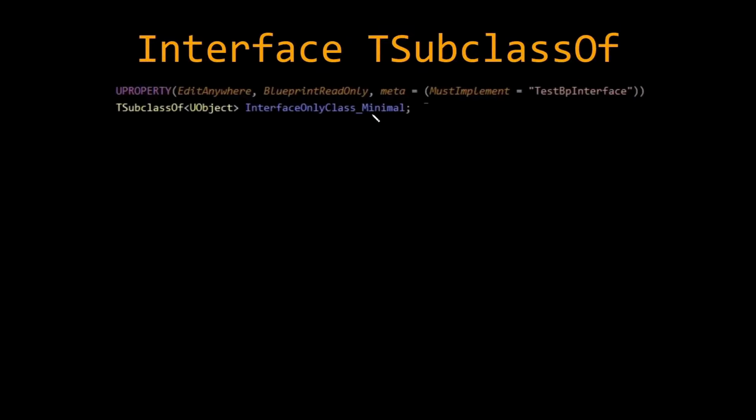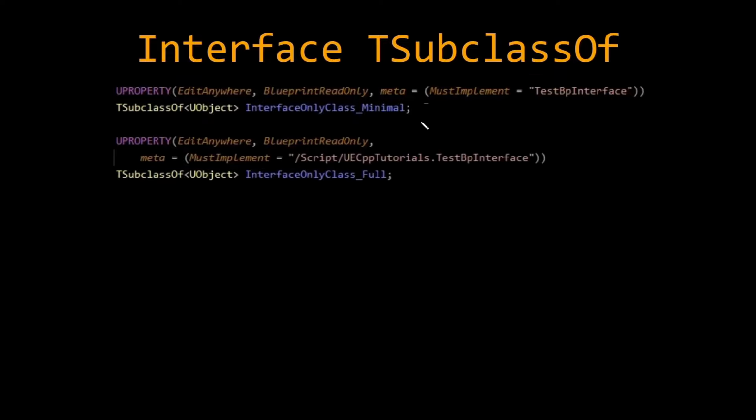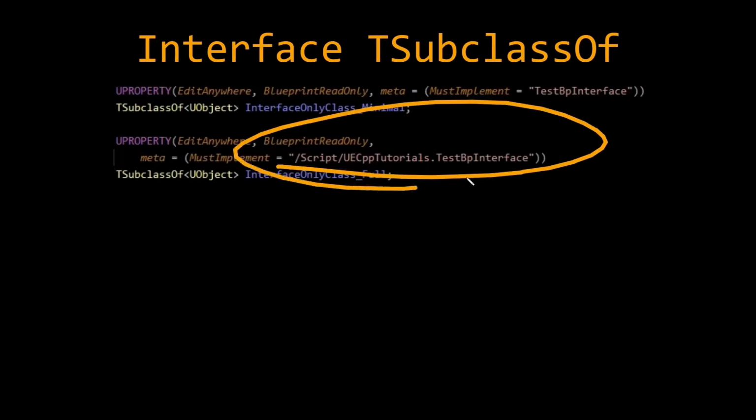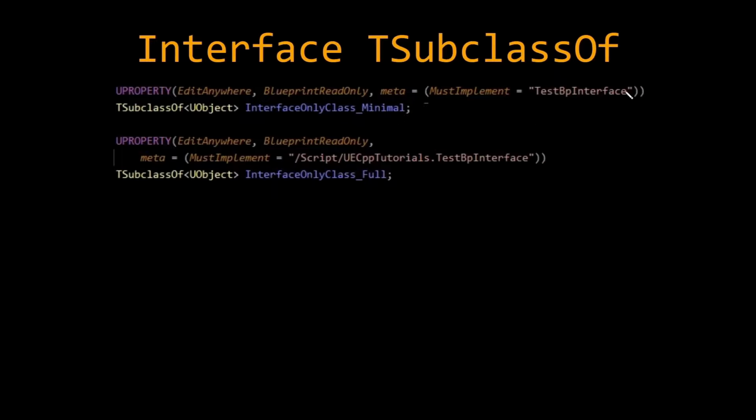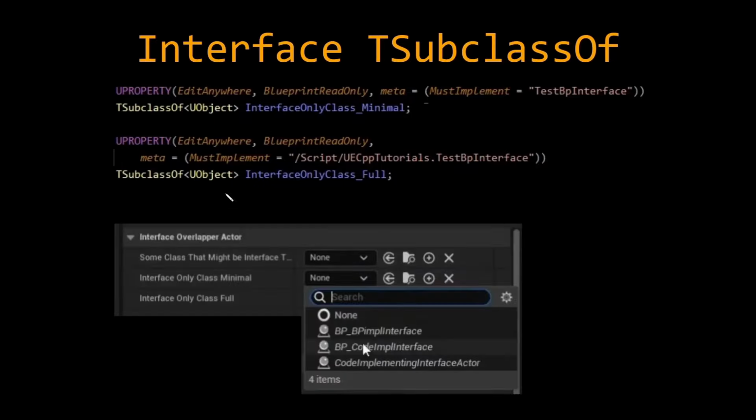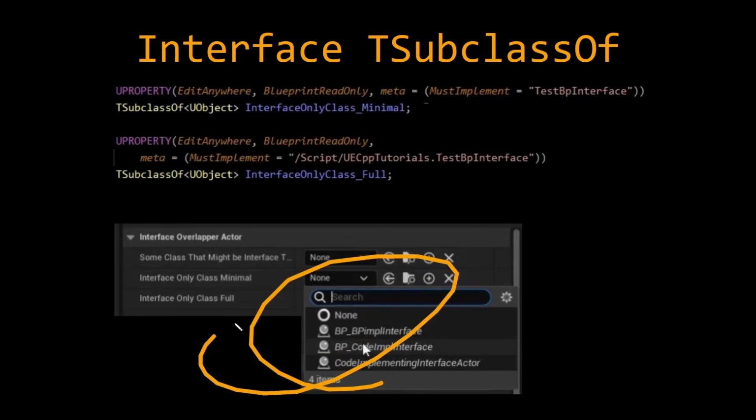There is this TSubclassOf, and TSubclassOf allows you to basically have a reflected class and do things with it. And say you want to constrain that to an interface, you can use this meta specifier for MustImplement and the interface name. And there's another version of this, the meta MustImplement, and you can specify the module name just in case there's multiple interfaces with the same name in your project, maybe with multiple plugins. You can be more explicit here. So this is like a full MustImplement, and this is like a minimal, only saying the interface name. If you go into the editor, when you try to select the class to specify here, this will constrain the options you have available here to be of that interface. And if you didn't do that, you'd have all the actors in your project specifiable here, which we don't want.